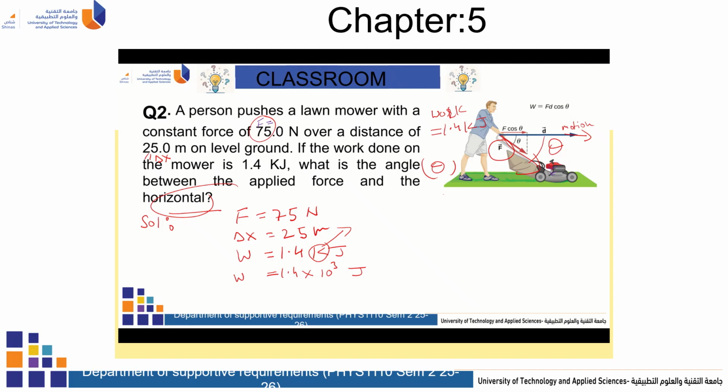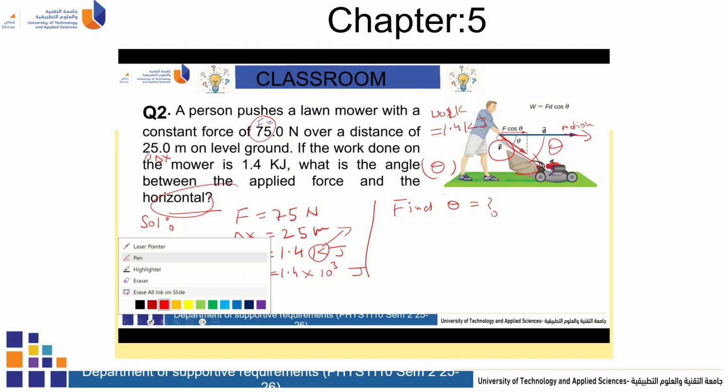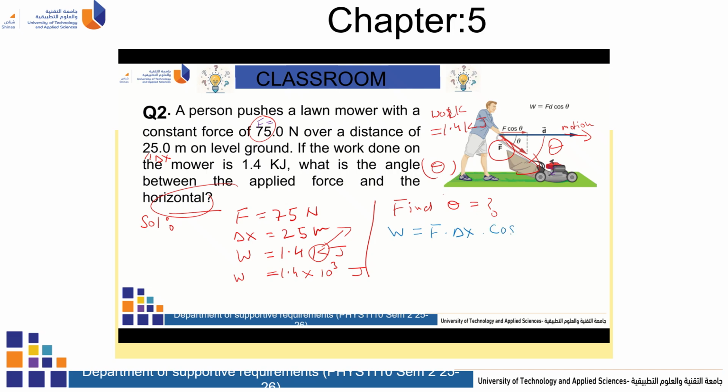And what we have to find is the angle, the value of the angle between the force and the displacement, or the horizontal direction. Now we have to use the formula for the work, and the formula for the work is W is equal to F multiplied by the displacement and multiplied by the cosine theta.